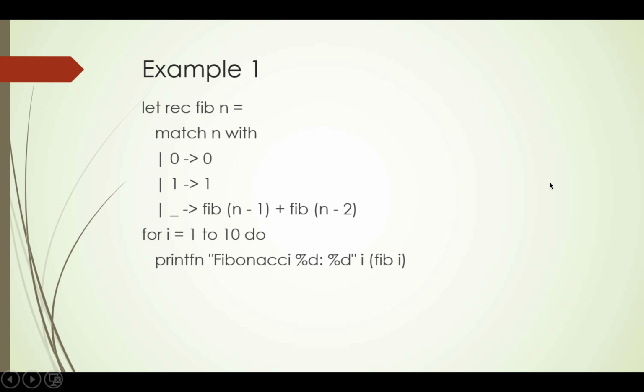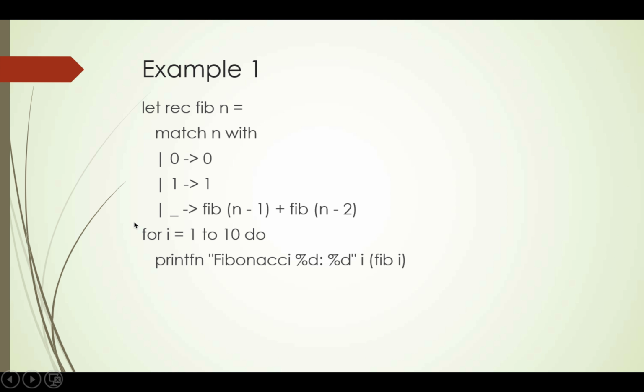So here we have our first example. Let rec fib n equal match n with. So we pass through an n to our Fibonacci, and what we're saying here is match n with any of these. So if n is 0, return 0. If n is 1, return 1. Otherwise, call our Fibonacci again, n minus 1 plus Fibonacci n minus 2.